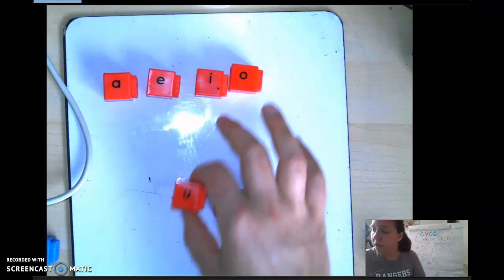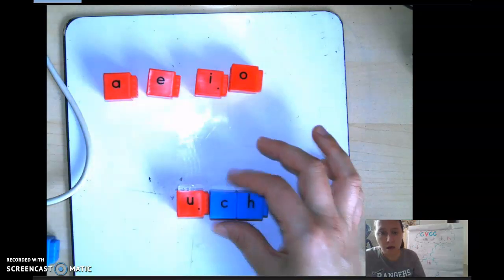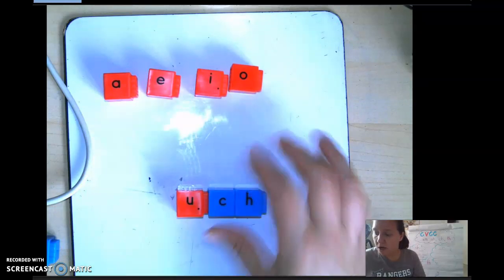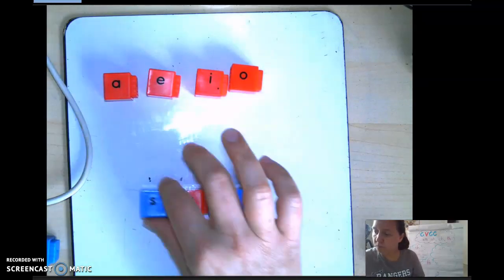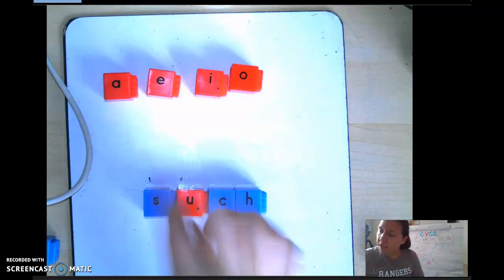I'm going to put the U over here. This is the vowel of U. It makes a sound. So, ch. Such. I like candy such as, that means for example, such as Twix, Kit Kat, peanut M&Ms, dark chocolate. Yummy. Right? Such.